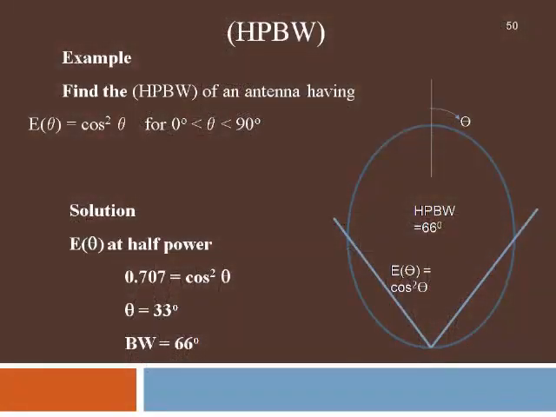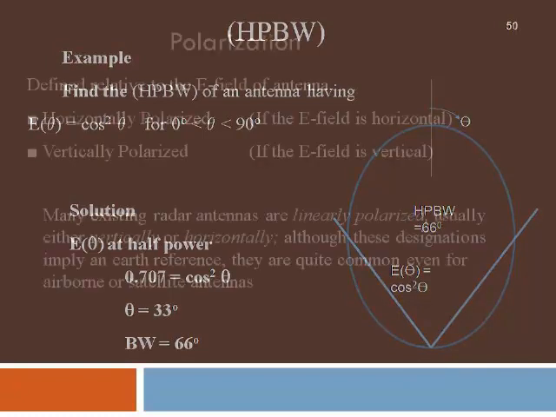Let us see what we mean by this HPBW. For the given antenna having a cos square theta pattern, we can see how the beam width can be determined. At the half power points on both sides of the maximum, the angular separation is going to be 2 times 33 degrees. That is, here the beam width is going to be 66 degrees.